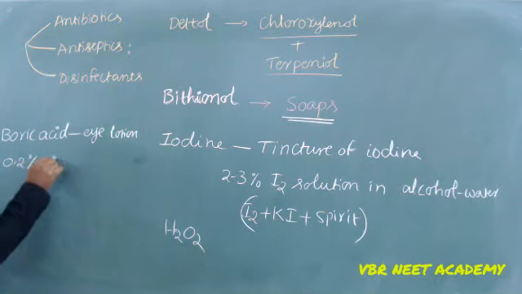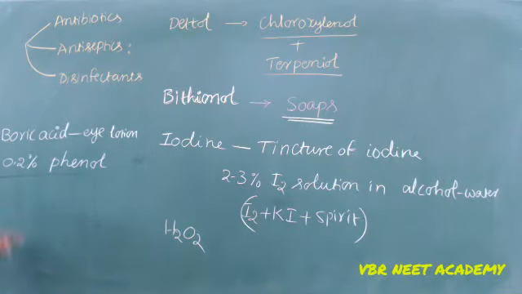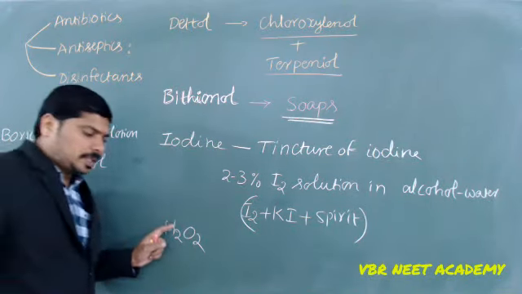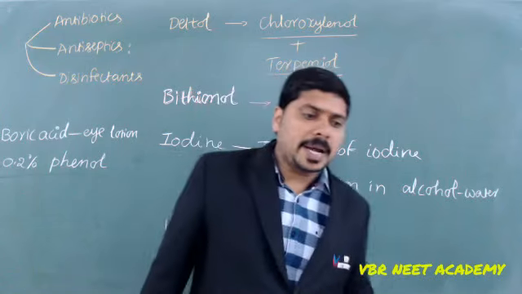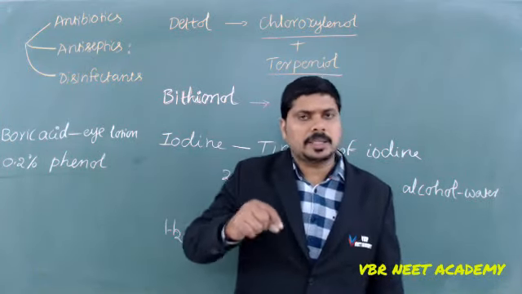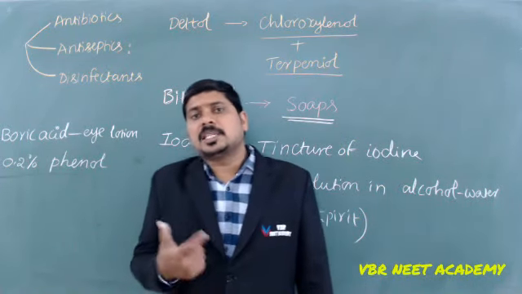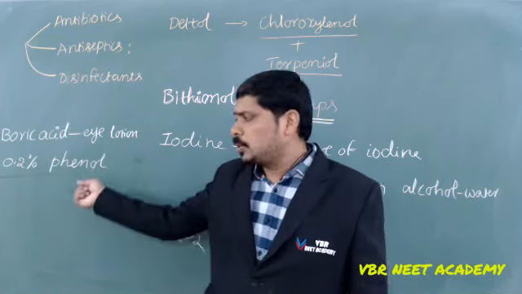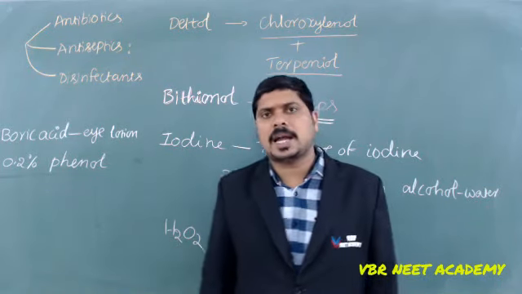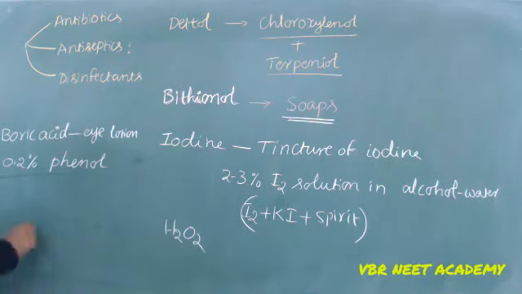0.2% phenol. This is a very important one. 0.2% phenol acts as an antiseptic, whereas 1% phenol acts as a disinfectant. So always, when you take a thing in more concentration, it acts as a disinfectant, whereas when it is taken in low concentration, it acts as an antiseptic. So 0.2% phenol has antiseptic property.